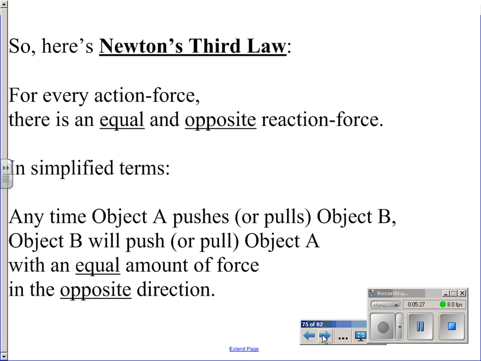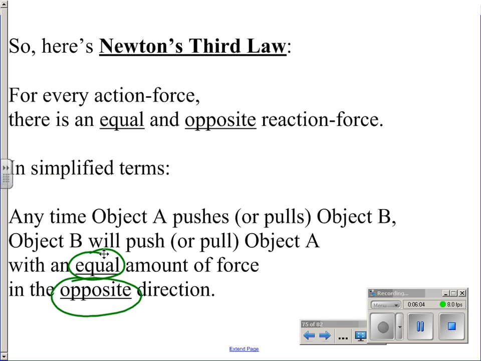All right, so here's what Newton's third law says. It says, for every action force, there's an equal and opposite reaction force. For every action force, there's an equal and opposite reaction force. So it's the forces that are equal here. In simplified terms, it's this. Anytime object A pushes or pulls object B, so you've got two objects, object A and object B, object B is going to push or pull object A with an equal amount of force in the opposite direction.